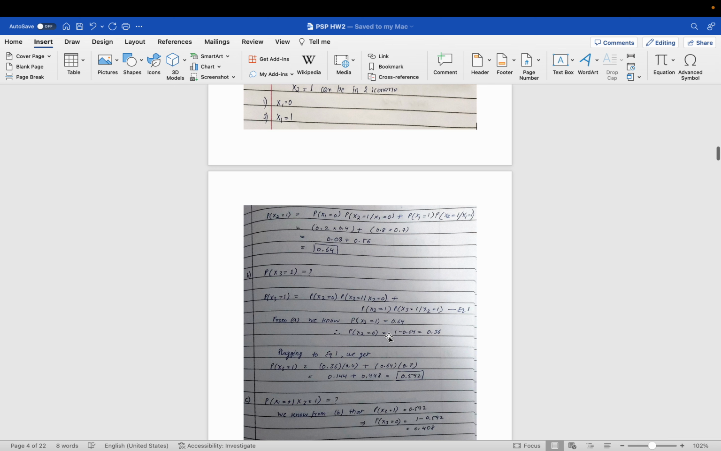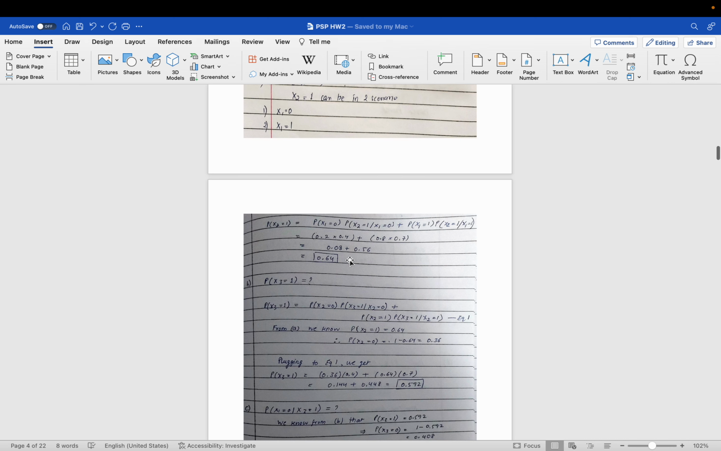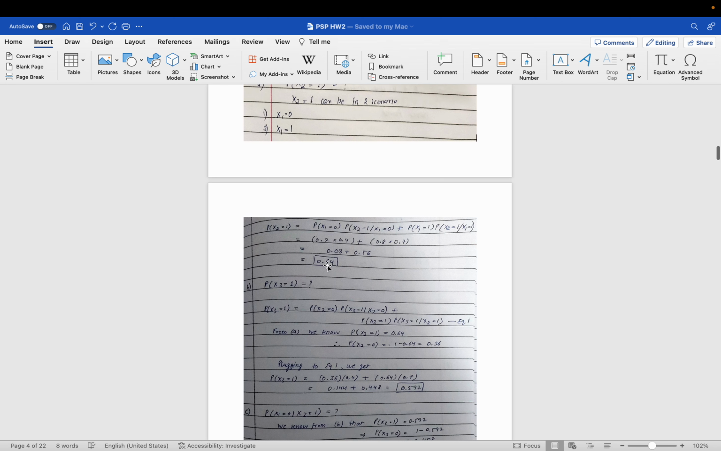And we can see that for these two values, probability x2 equals 0 and probability of x2 equals 1, we have already calculated these in the previous part, which is part A. So we can directly substitute these values.